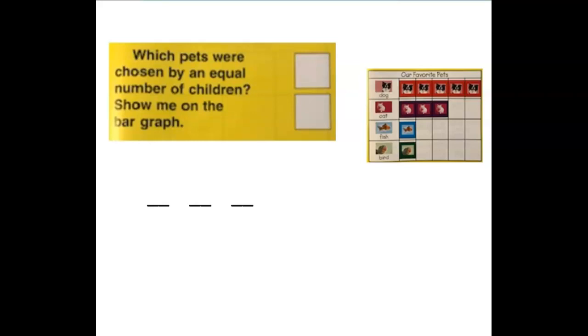Which pets were chosen by an equal number of children? Show me on the graph. So which ones are equal? Oh, how did you do that so quickly? So which ones were equal? The fish and the what? The fish had 1 and the birds also have 1. So that's what we call an equal amount.